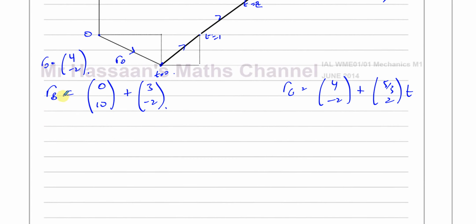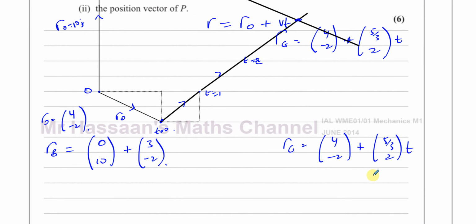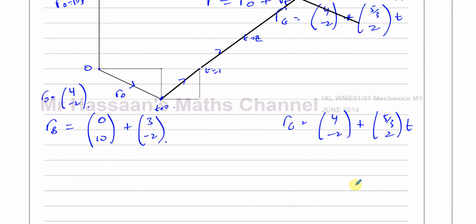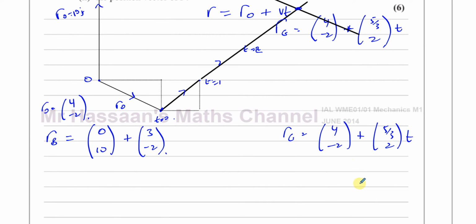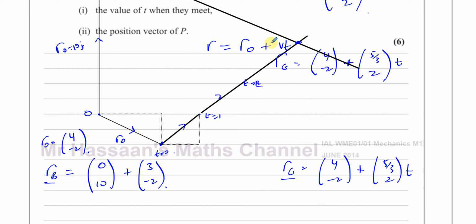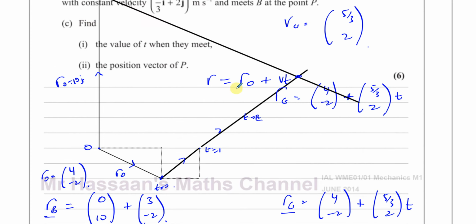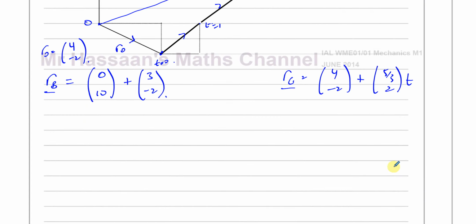Okay, so where they meet is when they have the same position. They'll meet when they're in the same place, when the position vectors are equal. So this is the position vector of the boy and this is the position vector of the girl. They're going to meet when these two are the same, because how you get from O to that point will be the same for the boy and the girl. They will be in the same place at the same time. So how do you find when they're in the same place? Well, we can equate these together.